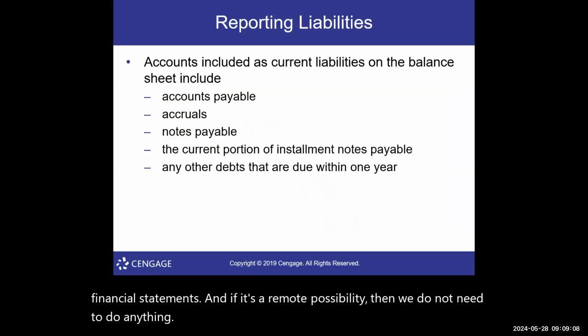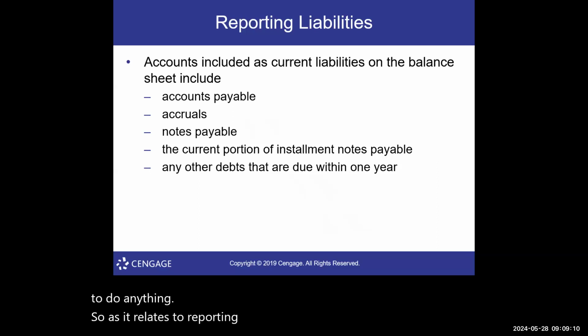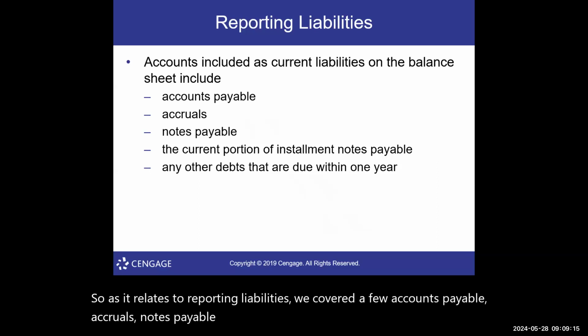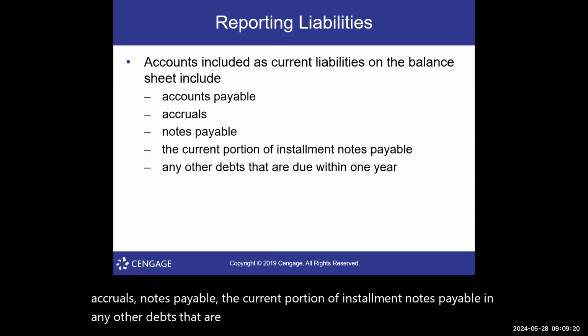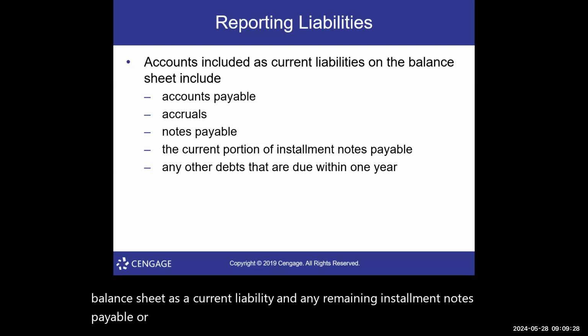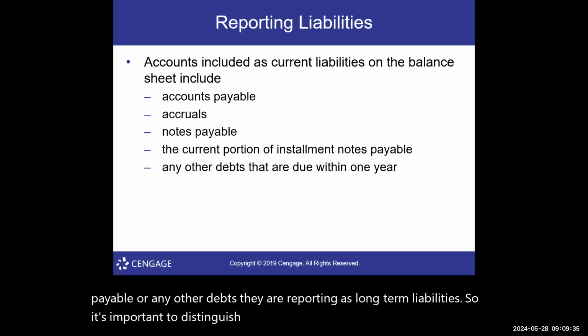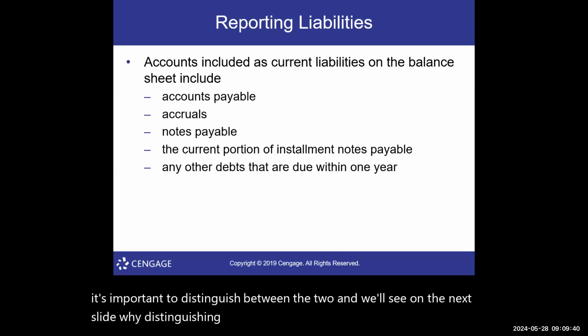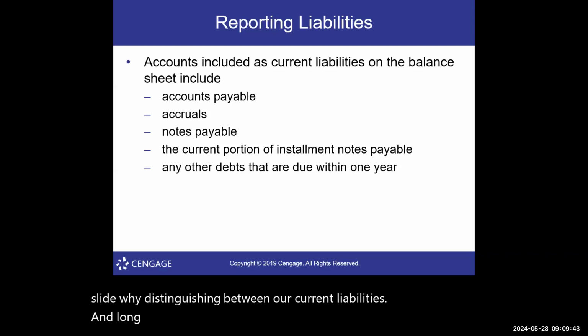So as it relates to reporting liabilities, we covered a few: accounts payable, accruals, notes payable, the current portion of installment notes payable, and any other debts that are due within 1 year. They must be reported on the balance sheet as a current liability. Any remaining installment notes payable or other debts are reported as long-term liabilities. So it's important to distinguish between the two, and we'll see on the next slide why distinguishing between current liabilities and long-term liabilities is essential.